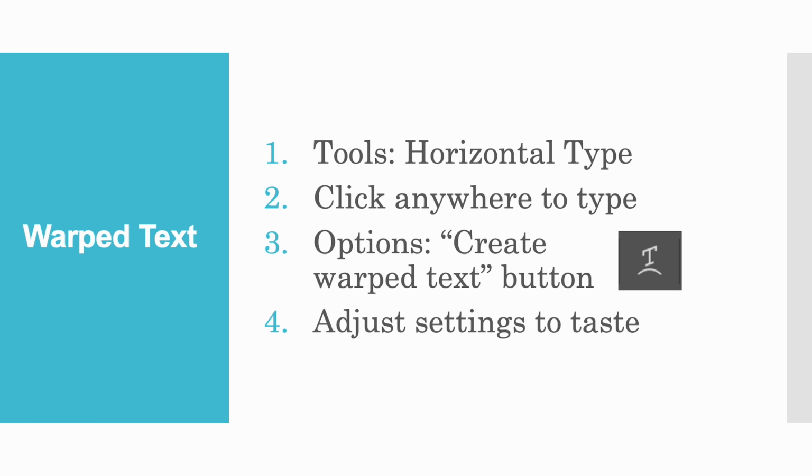Warped text. With any of your text selected, click anywhere to type, and then go to the options bar at the top of the screen and look for this icon. It's the Create Warped Text button. And then that'll pop up a dialog box where we can adjust the settings to taste.